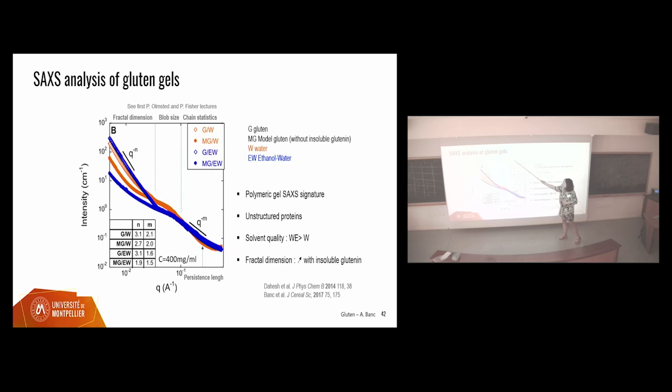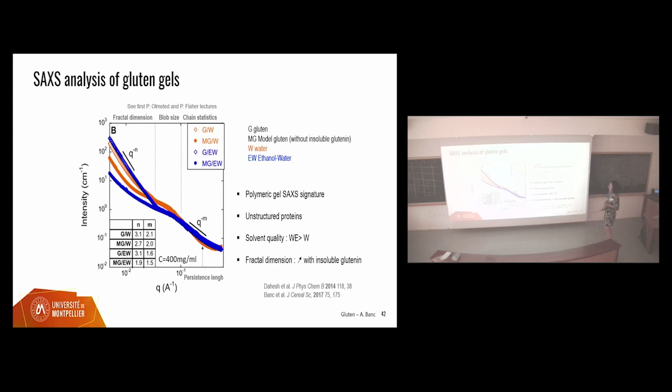So here I refer to the lecture of Peter that introduced the chain statistics of polymers. If we go at larger scale, at lower Q, here we have the signature of blobs. And at even smaller scale, here we have the signature. We have a power law evolution that is associated to the fractal dimension that we have at larger scale.